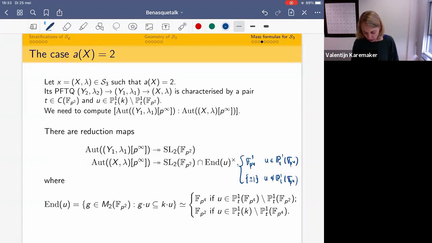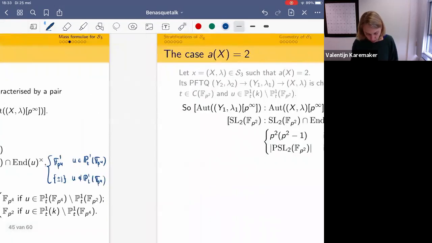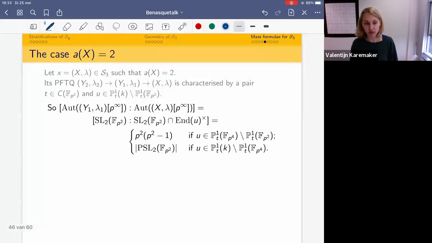Okay, so then we're almost there. Because by surjectivity of this reduction map, which is something that we had to prove, computing the index of automorphisms that we're interested in is the same as computing the index on the reductions. So we just have to compute the index of this intersection in SL2 Fp squared with the whole of SL2 Fp squared. And again, there are 2 cases depending on the field of definition of u. And so then we're done.